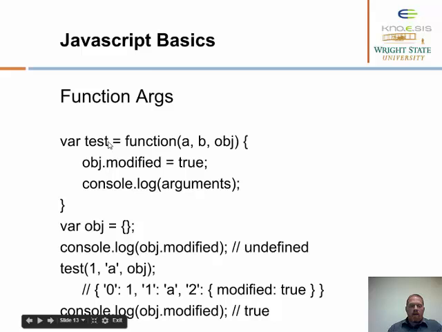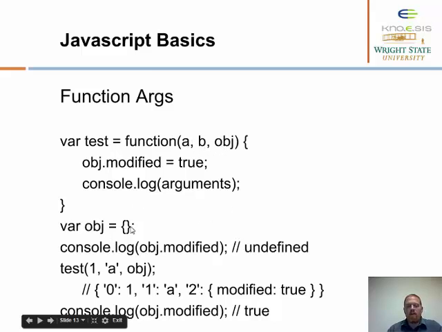So here we have a function. We're storing the reference of the function in test, and it has a couple of arguments, a and b, and an object. Here I'm going to look at how argument passing works. We set object.modified equals true, and then we print out the arguments, which will actually print these out.